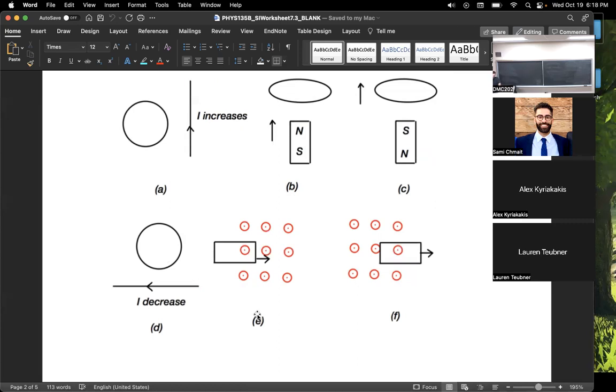In scenario E, we have this loop. This loop enters a region where there's a magnetic field. It continually enters this region. That means more B field is coming out of the page.